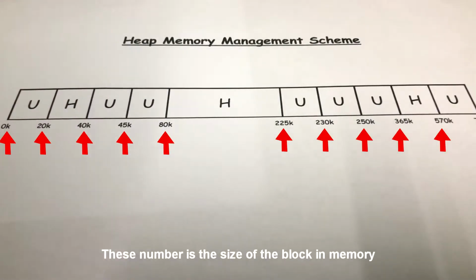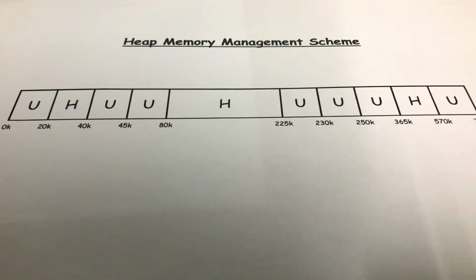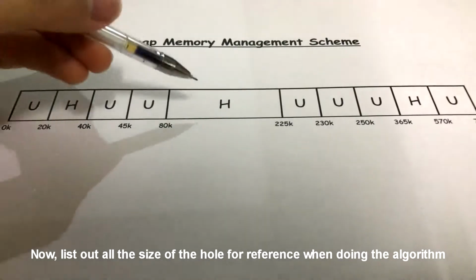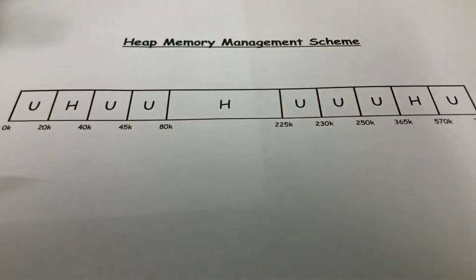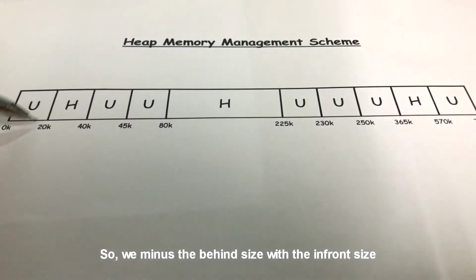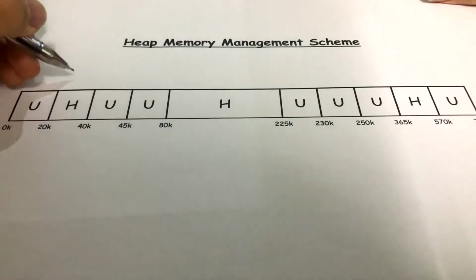This number is the size of the block in the memory. Now, list out all the sizes of the holes for reference when doing the algorithm. So, we minus the behind size with the in front size. Then, we get the size of the hole.